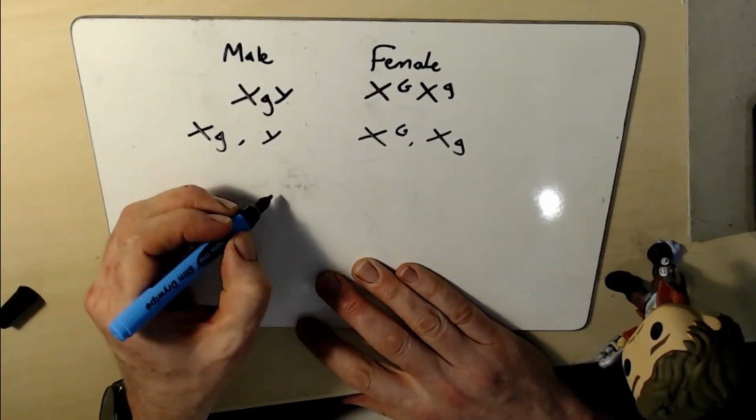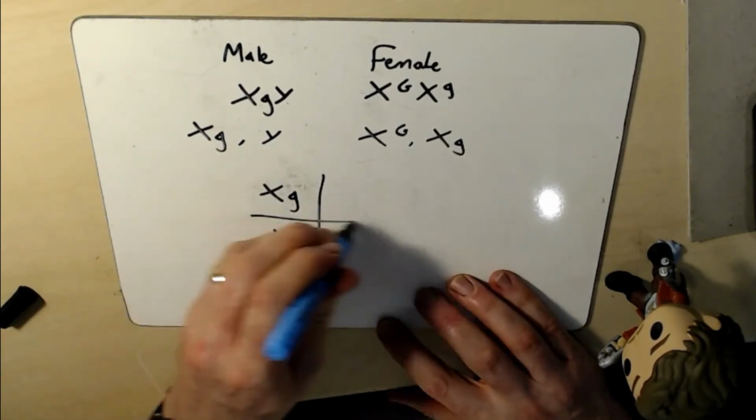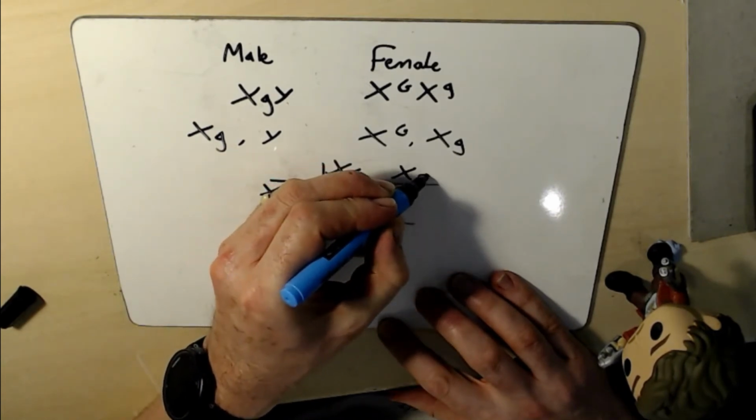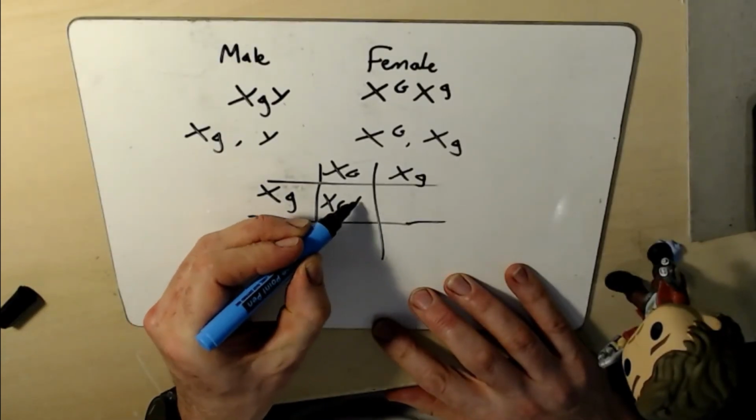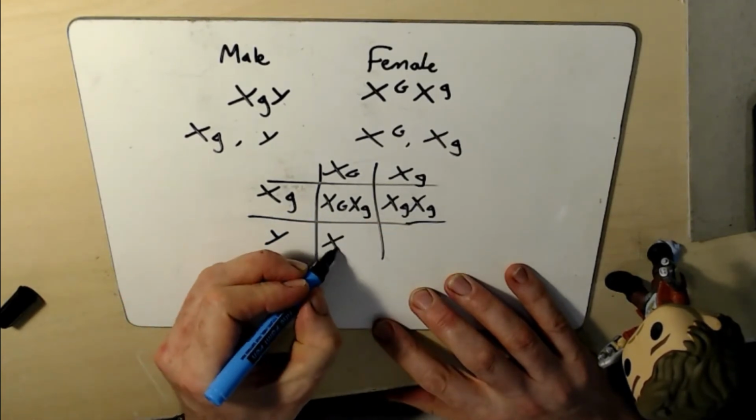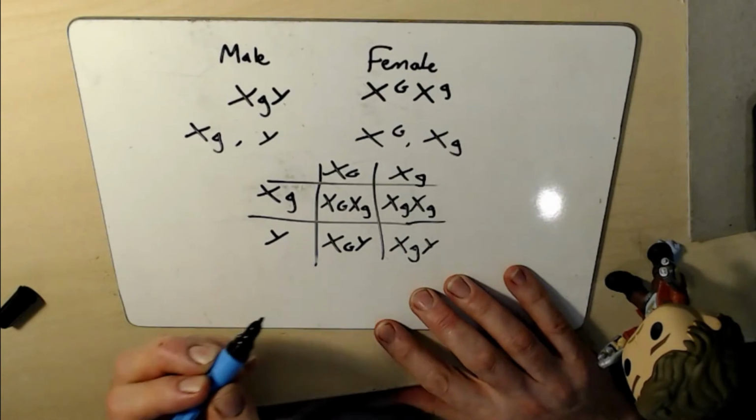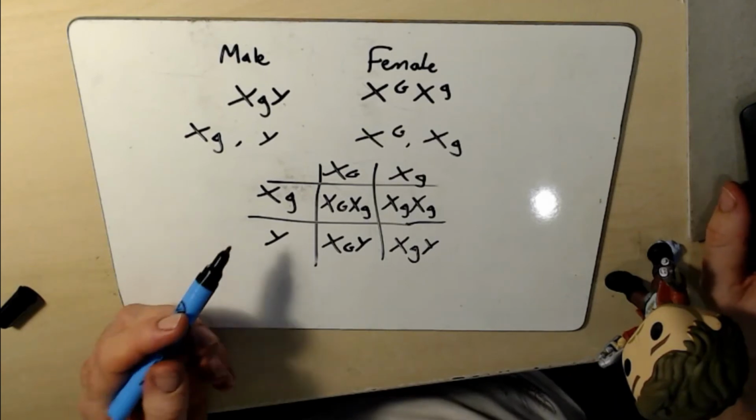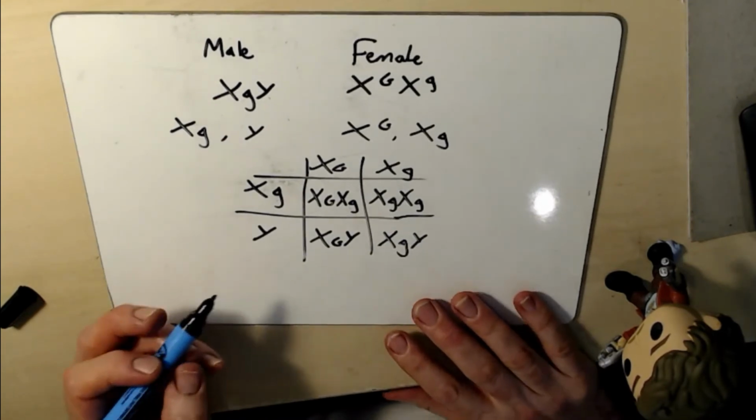And then you quite simply just do a Punnett square. So put the female at the top. There we go. So X big G X little g, X little g X little g, X big G Y, and X little g Y. So the question then says that you've worked out the offspring's genotypes, that is them, and then the phenotypes. So you need to specify which is which.